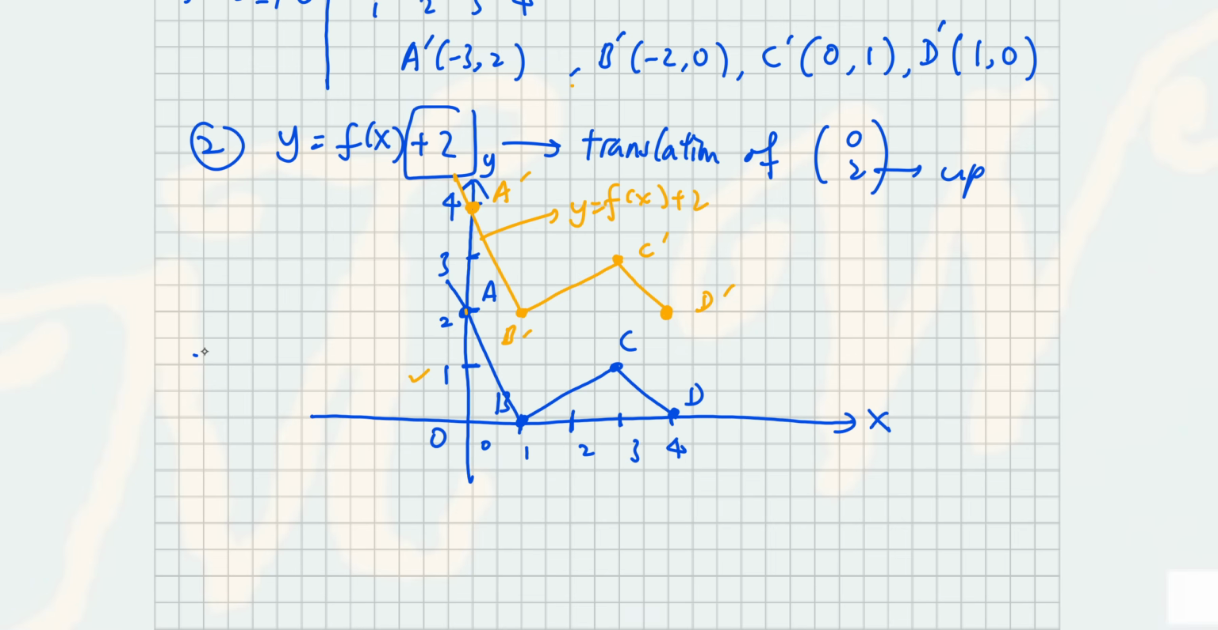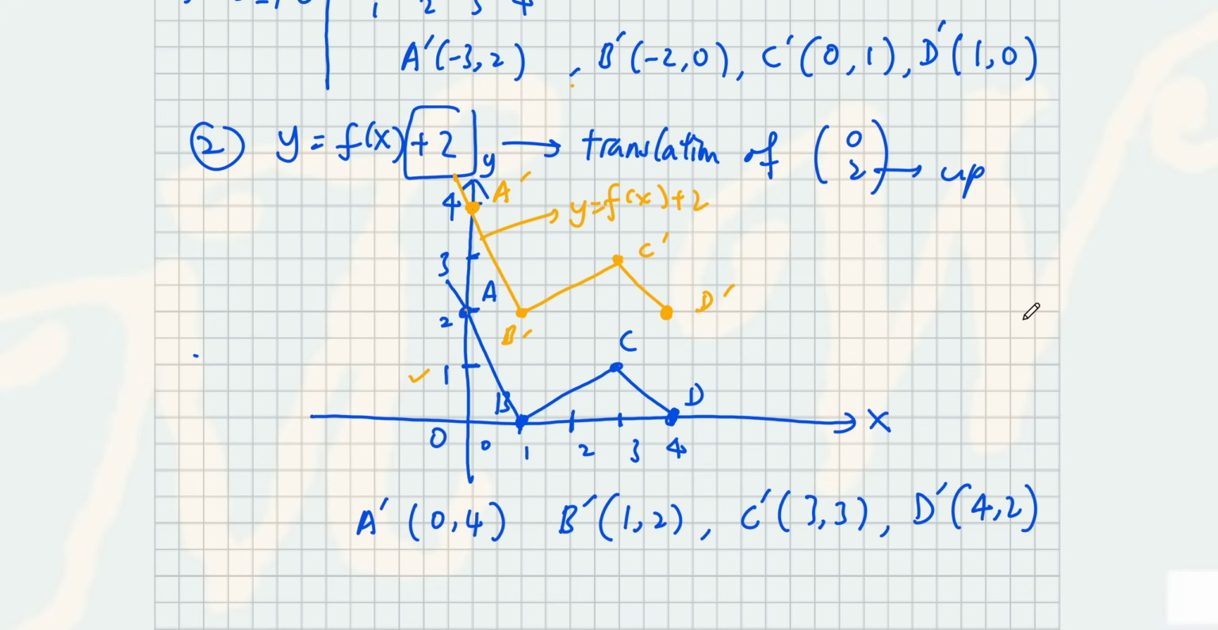So in terms of the points, your A prime, we know that plus 2 means that the effect is on the y value. So instead of (0, 2), from the original point, it becomes (0, 4). And then your B prime, it will be (1, 0) becomes (1, 2). So it means that the y coordinate is plus 2. Then the C prime, at first (3, 1), now becomes (3, 3). And then the D prime will be at first (4, 0), so now it becomes (4, 2). Okay, so done for question 2.